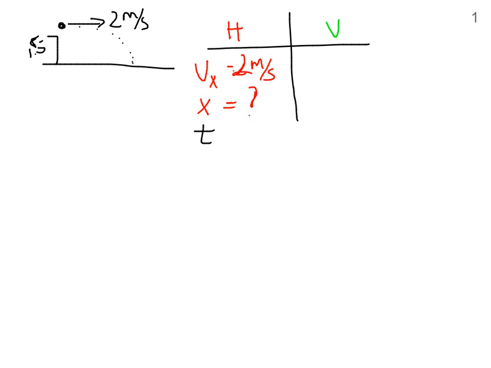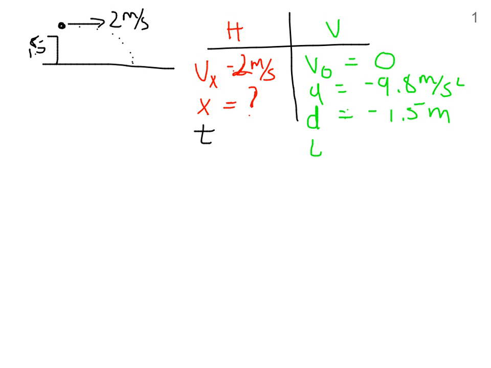In the vertical direction, I know that because it's moving completely horizontally, its initial vertical speed is 0. It's in free fall, so it's going to accelerate at negative 9.8 meters per second squared. And it's going to fall a distance of negative 1.5 meters. Again, the negative sign because it's falling downwards. I'm going to need to find time, and I'm going to need to find the velocity at which this thing hits the floor in order to find out its resultant velocity.